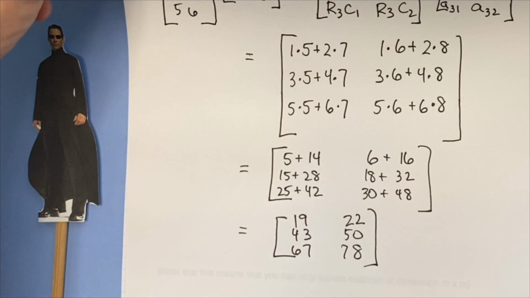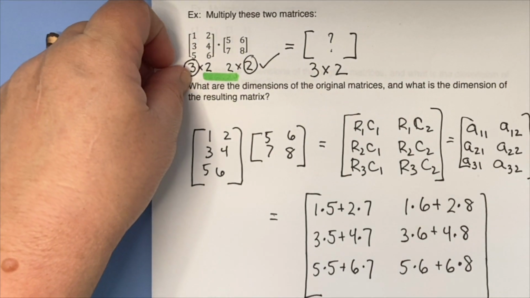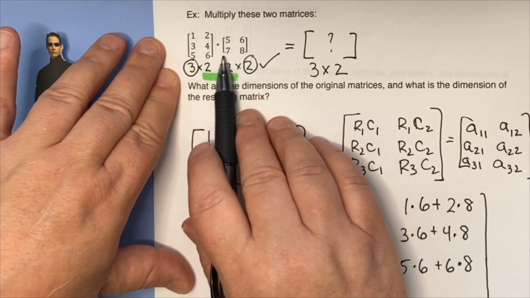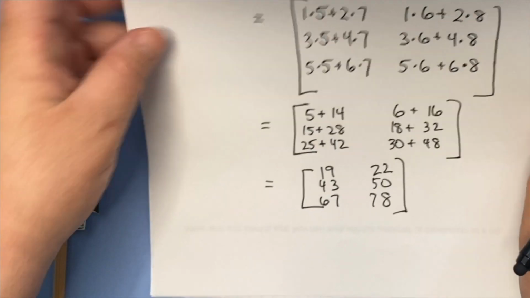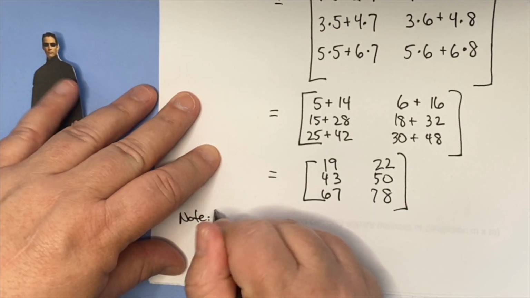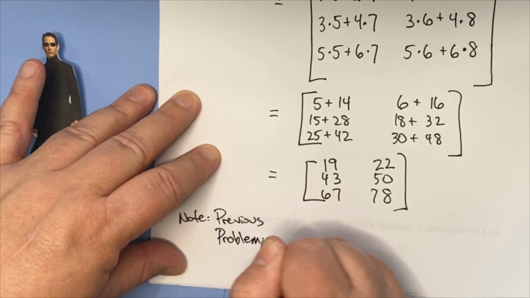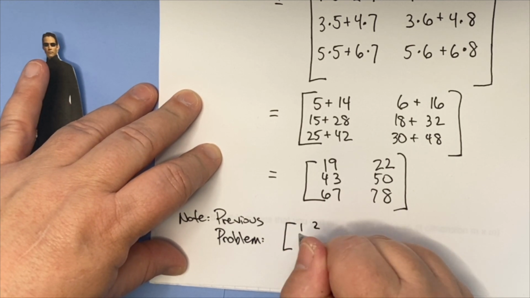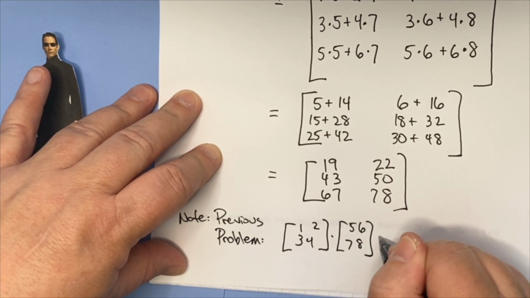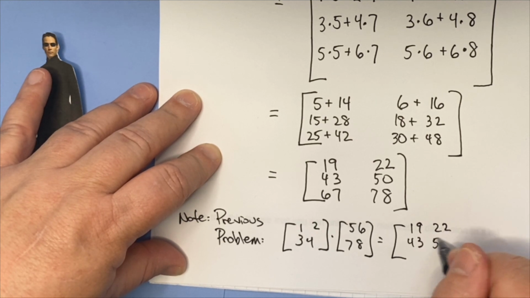I chose to do something interesting with this one. If you look back at the previous problem that we did, we multiplied 1, 2, 3, 4 times 5, 6, 7, 8. Let me write that down because it'll be easier. So the previous problem was 1, 2, 3, 4, and we multiplied that times 5, 6, 7, 8. And when we got that one, we got 19, 22, 43, 50.